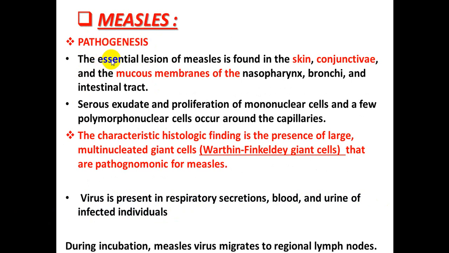Measles pathogenesis. The essential lesion of measles is found in the skin, conjunctiva, and the mucous membrane of the nasopharynx, bronchi, and intestinal tract. The characteristic histological finding is the presence of large multinucleated giant cells called Warthin-Finkeldey giant cells, and these are pathognomonic for measles. The virus is present in the respiratory secretions, blood, and urine of infected individuals. During the incubation period, the measles virus migrates to the regional lymph nodes.